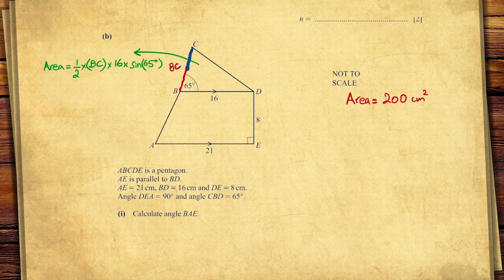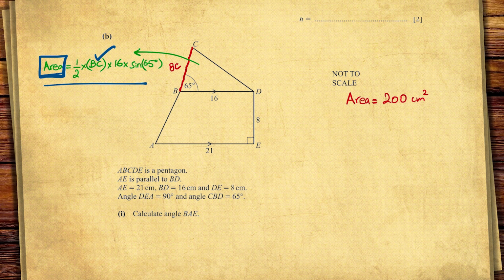So to calculate the area of this non-right angled triangle, I need two lengths BC and 16, and I need the angle that is between those two sides, that is 65. And to calculate the area, I can multiply 1 by 2 multiplied by those two sides multiplied by the sine of the angle that is between those two sides. Now if I have the area of this triangle, I can use this equation to calculate the length BC.